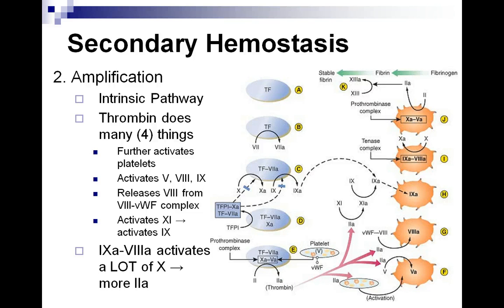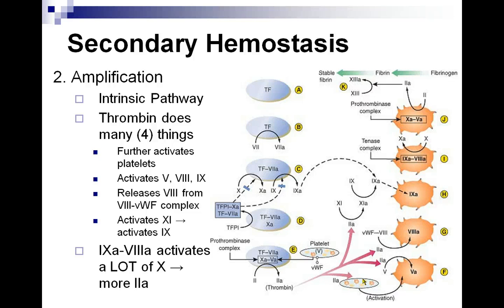The second step in secondary hemostasis is amplification, and this involves what we learned as the intrinsic pathway. And basically it takes advantage of the fact that we have just created activated thrombin. And thrombin does many different things. There are 4 things we want to highlight in particular, shown over here with these red arrows. Thrombin is able to further activate platelets. Thrombin can activate more of the factors 5, 8, and 9.